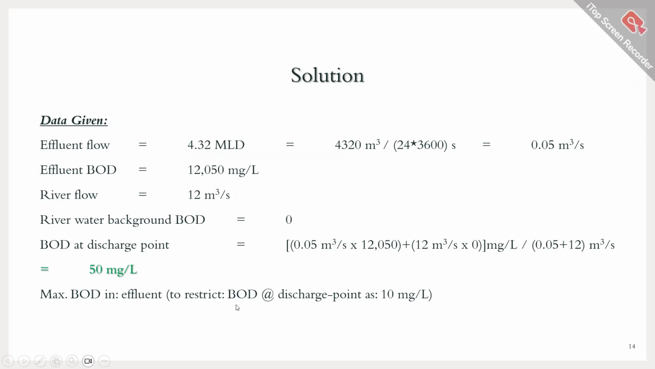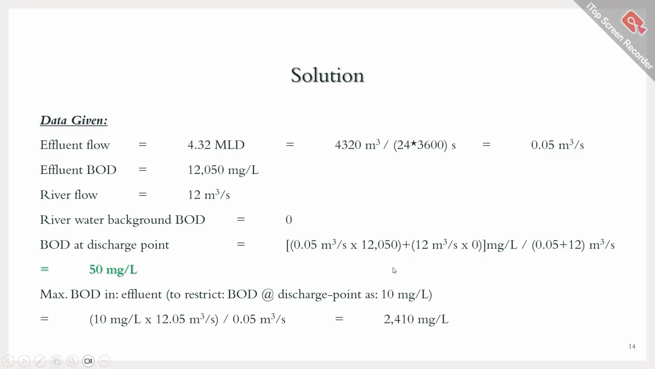Maximum BOD in effluent to restrict the BOD at the discharge point, that is given in the question as 10 milligram per liter. We'll use this data to calculate this second answer. So 10 milligram per liter means how much? 10 milligram per liter into 12.05 meter cube per second divided by 0.05 meter cube per second equals 2410 milligram per liter.